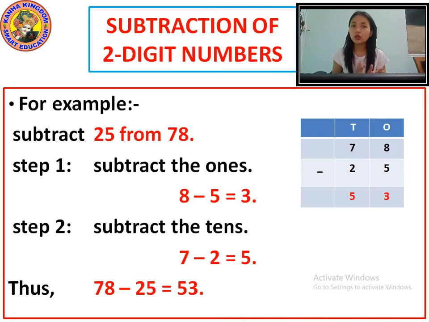Okay students, the first step is subtract the ones. We have to subtract the ones from the place value chart. After subtracting the ones, the second step is subtract the tens. That means we have to subtract the digits which are present in tens place. This is the process of subtraction of a two-digit number. Okay student, I hope you all have understood the subtraction of two-digit numbers from this example.